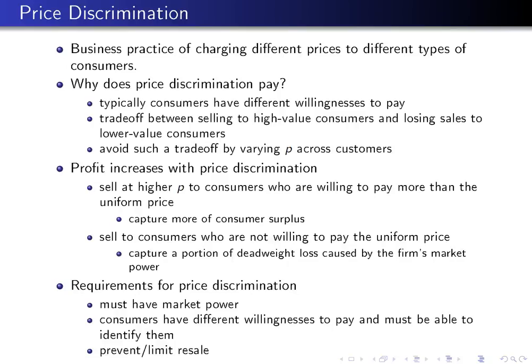In this screencast, I discussed price discrimination. Price discrimination is the business practice of charging different prices to different consumers. Price discrimination pays for a number of reasons.